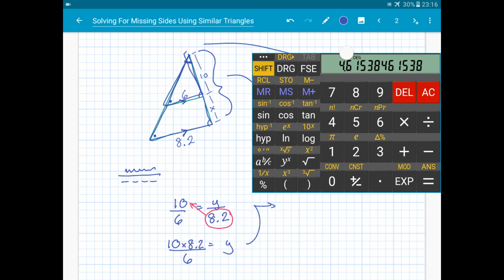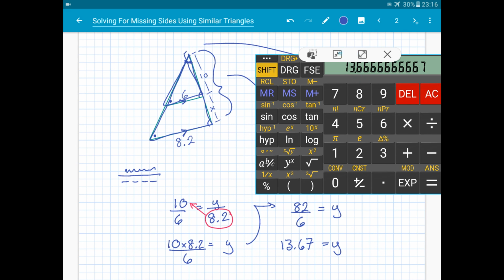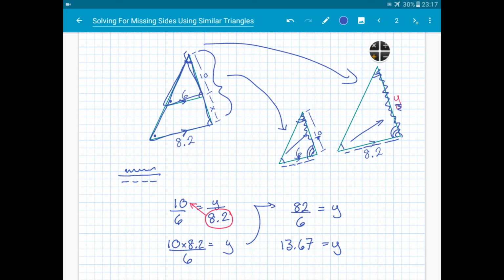So again, you can either try to do that in your head or use your calculator. 10 times 8.2 will be 82. Okay, so we got 82 over 6 is equal to y. Whenever you have over, of course, you're dividing. So 82 divided by 6 is equal to 13.67. Now, I was saying be careful about the units, but you'll see here these numbers didn't have units, and so you don't need one for your answer.